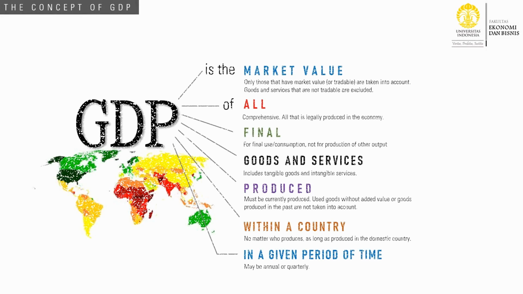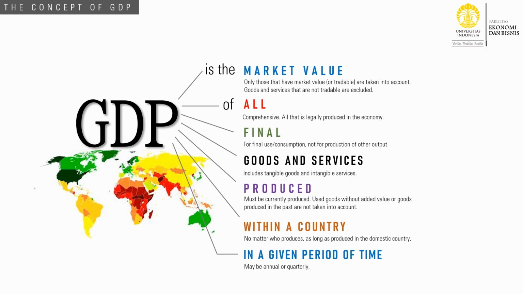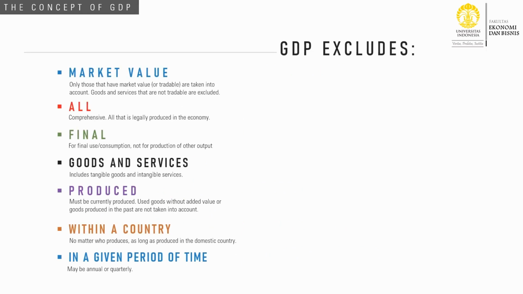Let us now comprehend the first concept, the GDP. This is the definition of GDP in the ManQ textbook. Then we may look at the following keywords to understand what output is included or excluded from the GDP calculation. Based on the definition, here is what GDP excludes.